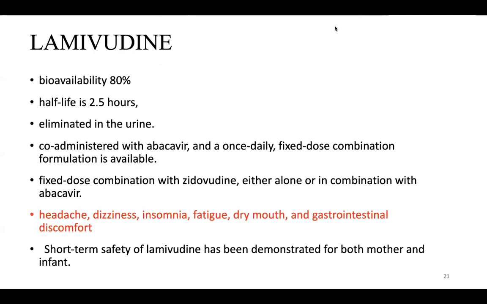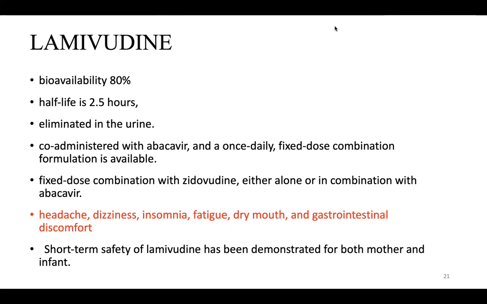Lamivudine. It's a cytosine analog with in vitro activity against HIV type 1 that is synergistic with a variety of antiretroviral nucleoside analogs, including zidovudine and stavudine, against both zidovudine-sensitive and zidovudine-resistant HIV type 1 strains. Oral bioavailability exceeds 80% and is not food dependent.